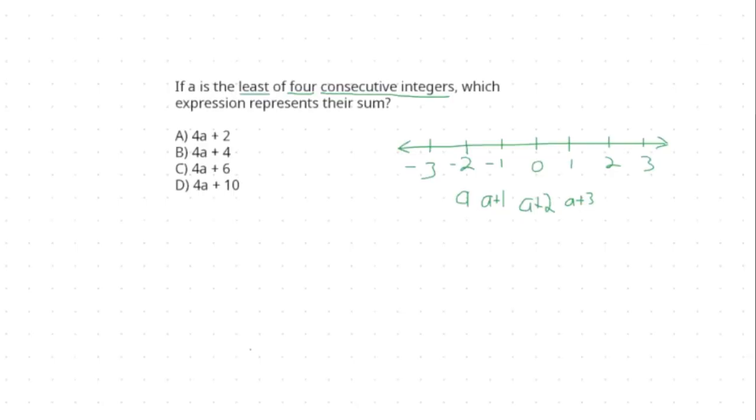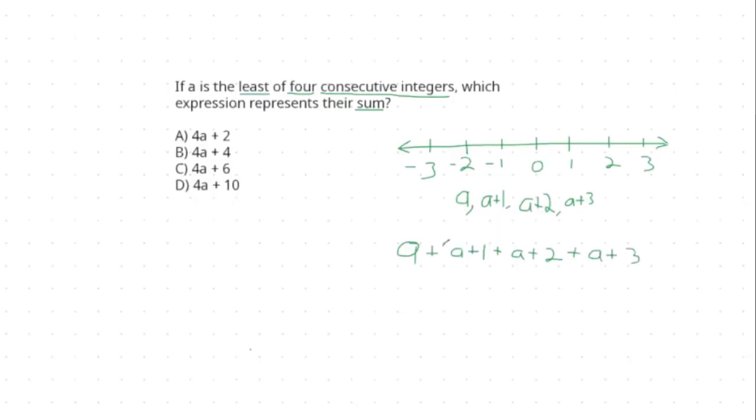All right, now that we know what those consecutive integers are, and I'm going to put commas between them, we can go ahead and determine what their sum should be. Now, the word sum stands for the result of an addition problem. So what we would need to do is add all of these integers together. So we're going to add A, and then we're adding that to a plus 1. Then we're adding that to a plus 2. Then we're adding that to a plus 3.